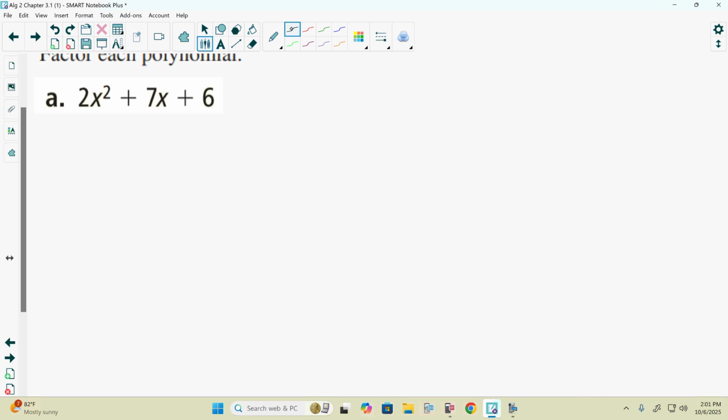2x squared plus 7x plus 6. Is there a greatest common factor between these three terms? No. So we'll have our two sets of parentheses with 3 spaces. Here, the third term is positive, so the signs are the same and going to match the sign of the middle term. And the sign of our middle term is positive, so we'd have plus and plus.